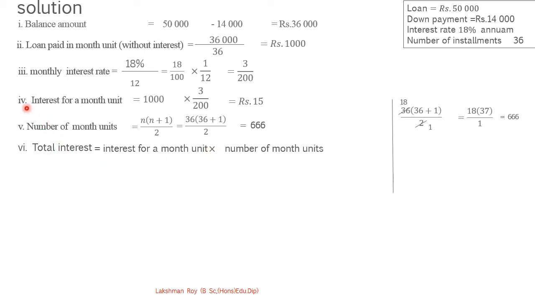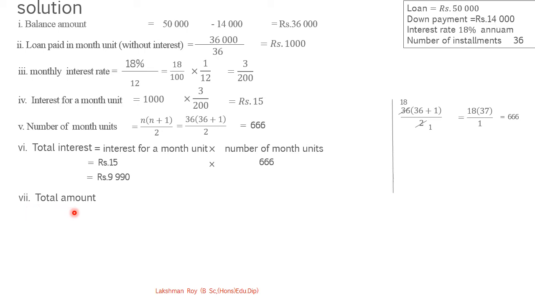So in Roman number 4 and 5, we found the interest for month unit, that is 15 rupees, and the number of month units is 666. If you get the product of these two, you get the total interest. So 15 multiplied by 666 gives 9990. So that is the total interest, right?